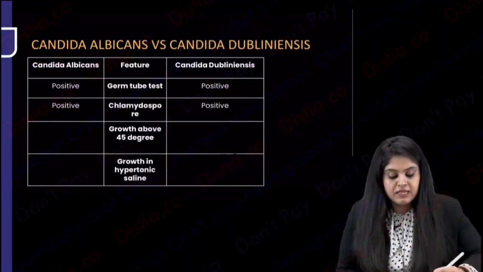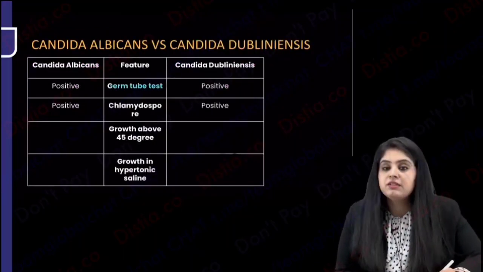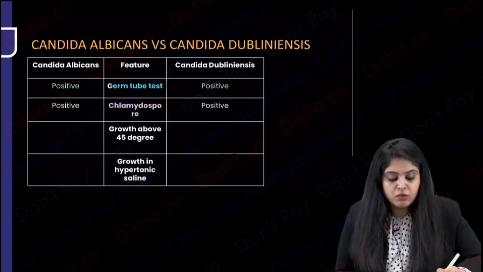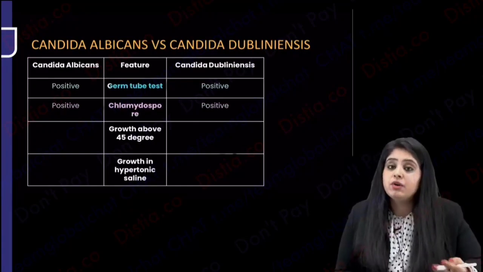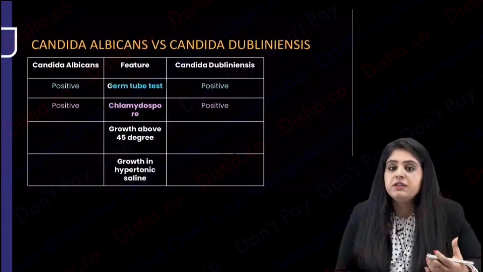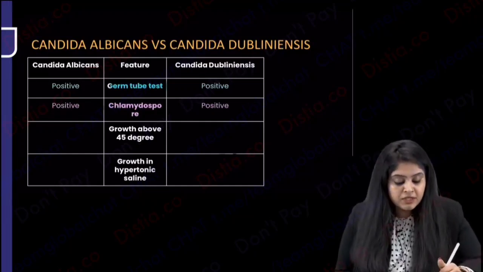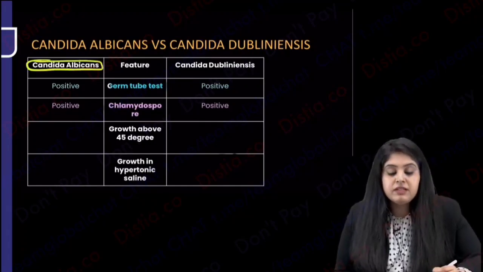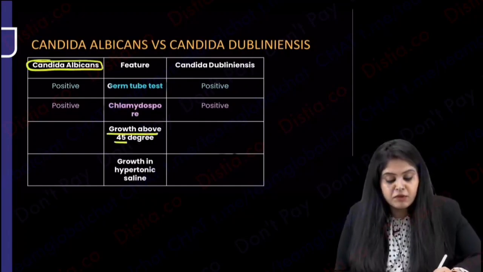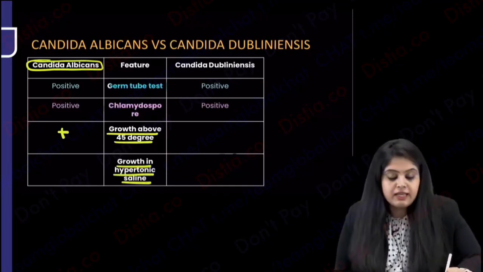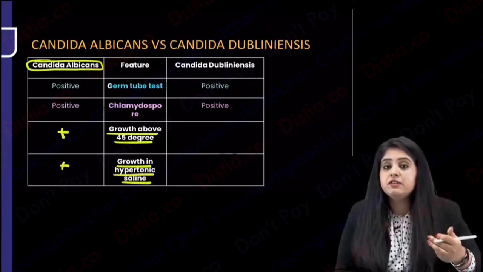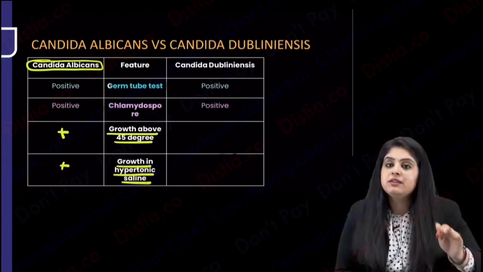So now you will ask me, okay, if I'm talking about germ tube test, both of them show you the germ tube test. If I show you the chlamydospores, both of them show you the chlamydospores. So how do I differentiate? I have to have some point. Even twins have something different in them, right? So remember, the tougher twin, the most common one, is the one which can grow above 45 degrees, albicans can grow. Which can grow in hypertonic saline, albicans can grow. So at high temperature, in hypertonic saline, in all these tougher environments, albicans is the elder brother, he will grow.